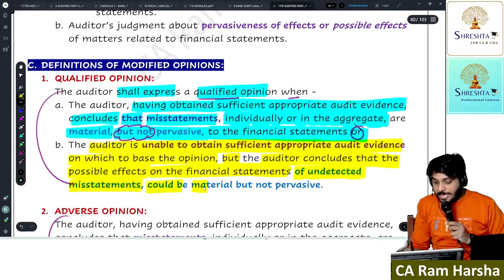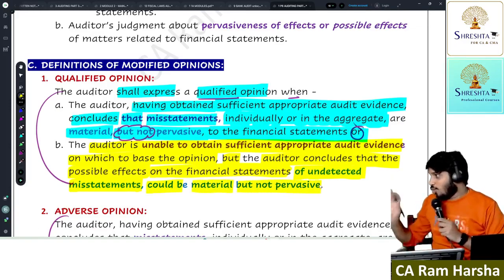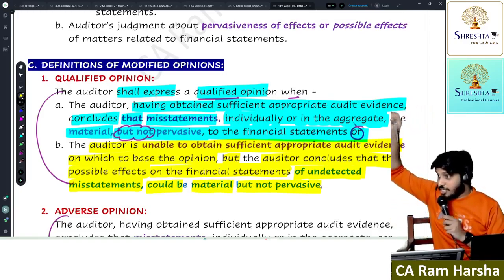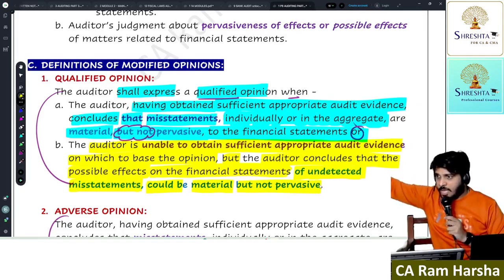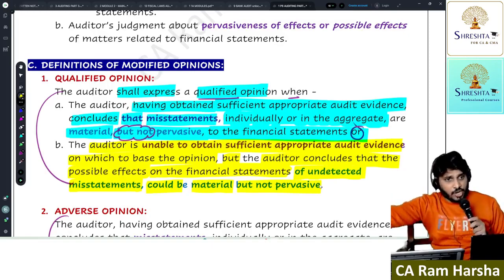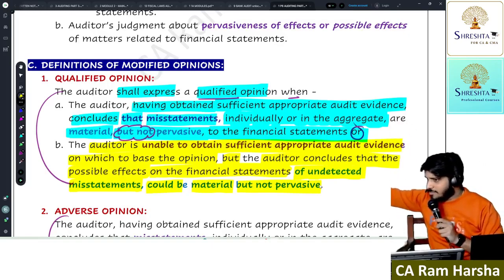If it could be material but not pervasive, then also don't give unqualified. That is, the possible effect is material, no future. If it is wrong, you have to give qualified. If at all it is wrong, you give qualified. But here, you don't know whether it is right or wrong. Then also give qualified only. On that item, don't give opinion.